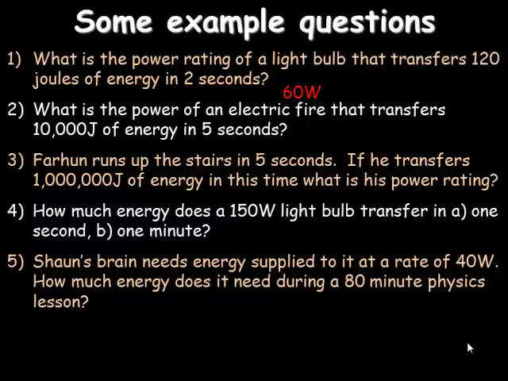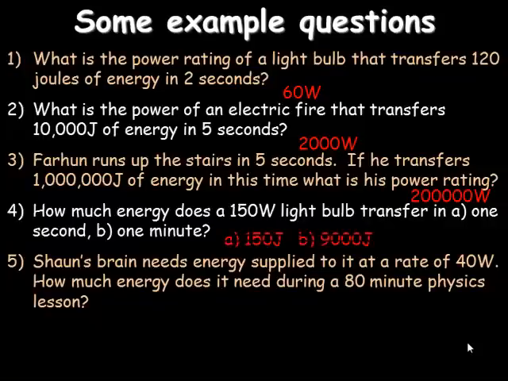60 watts. What's the power of the electrical fire that transfers 10,000 joules in 5 seconds? 2,000 watts. Ferran runs up the stairs in 5 seconds. If he transfers 1 million joules of energy in this time, what is his power rating? There we go. If you've got any problems with these, you need to think back and speak to your teacher, okay, or look back and review how you got those numbers.